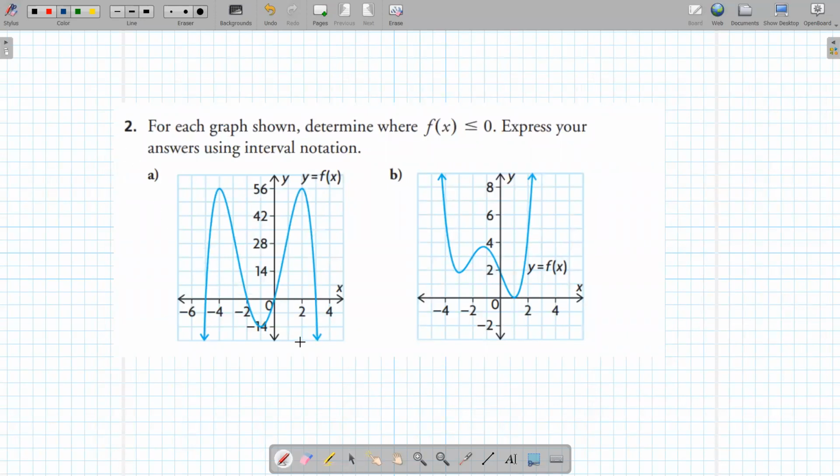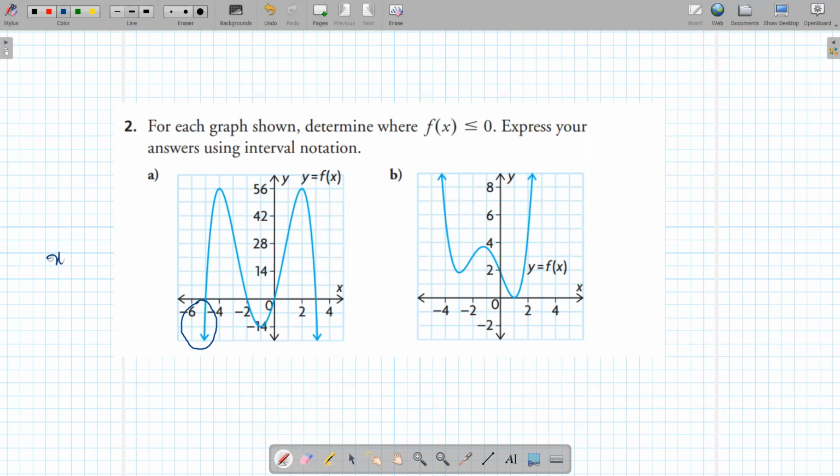F of x is less than or equal to 0, okay? Now, this is not asking you for the negative intervals. This is asking you when is the function exactly 0 or less than 0? Kind of like negative intervals, but now it's going to be inclusive. 0 is going to be inclusive. So it's negative, right? Less than 0 means it's negative. It's negative right here. Where else is it negative?